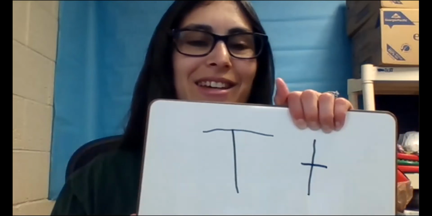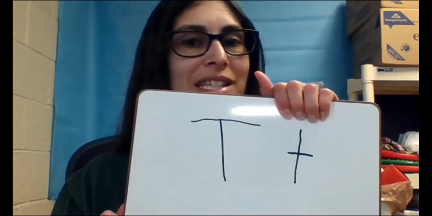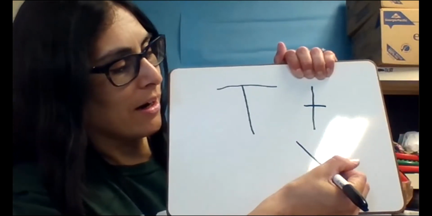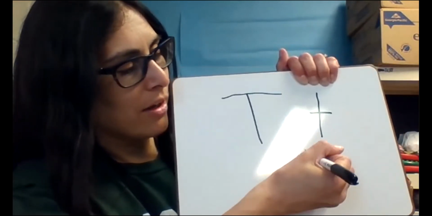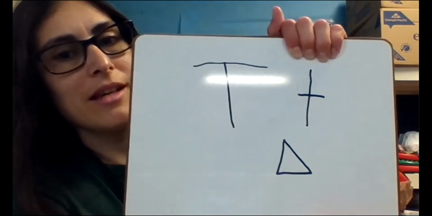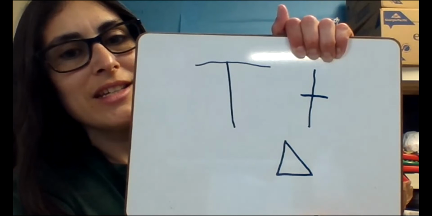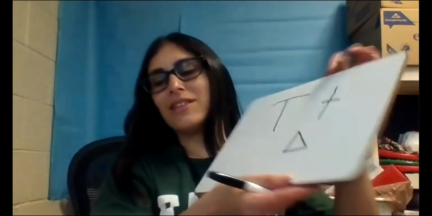Teeth. What else started with the letter T? Oh, you remember this shape here? It had 3 sides and 3 angles. What was that? Triangle. All right, letter T. Lots of things start with the letter T. We're going to move on.